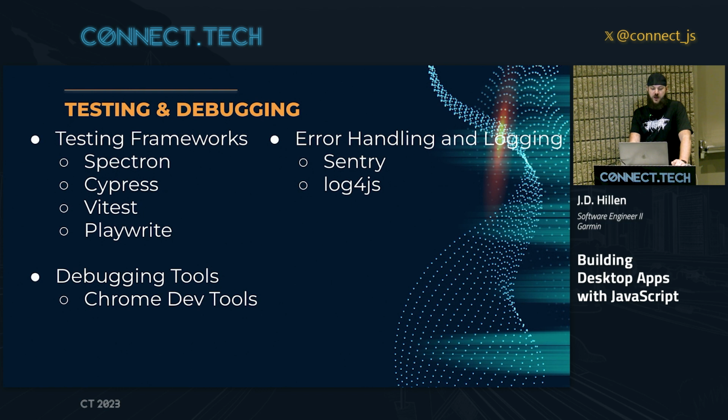For debugging, especially in Electron, you have access to the Chrome DevTools, like I said. And then for error handling and logging, you can use Sentry, which is a third-party service, or Log4j, you can use that too. So by incorporating these testing frameworks and utilizing the debugging tools and effective error handling, you can ensure the reliability and quality of your Electron.js apps.